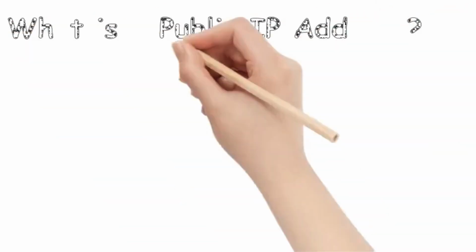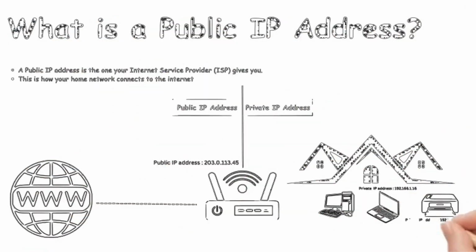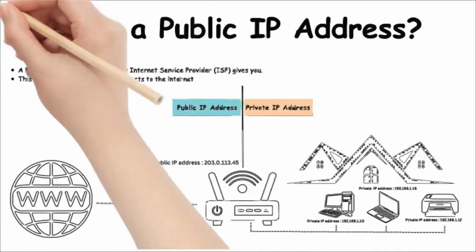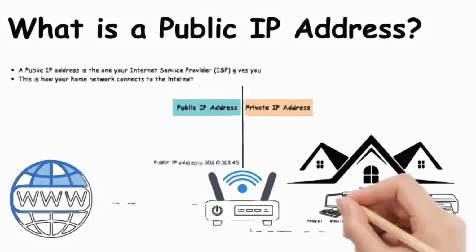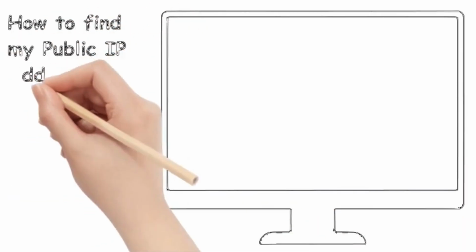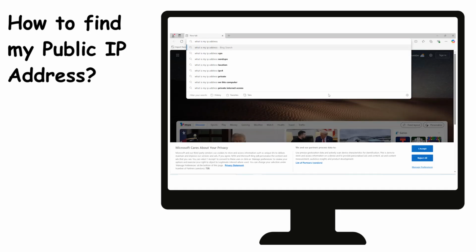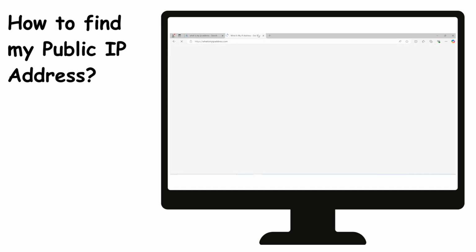A public IP address is the one your Internet Service Provider, ISP, gives you. This is how your home network connects to the internet. Every website, server, and online service also has a public IP address. You can find your public IP by typing, "What is my public IP?" in your favorite web browser on any operating system.